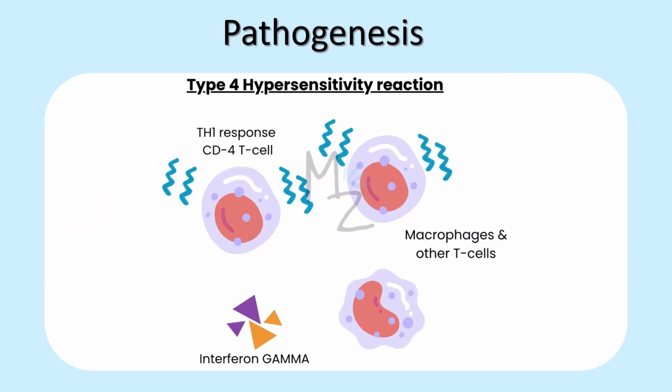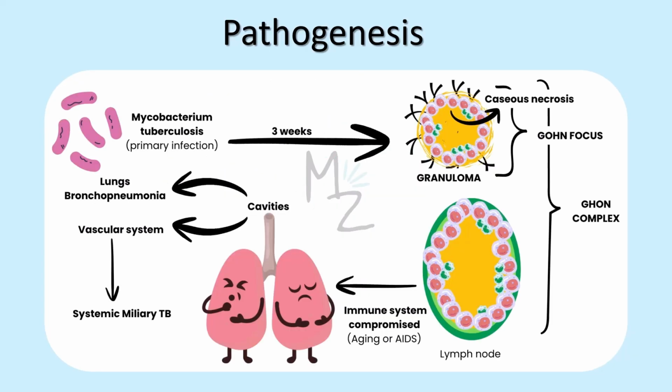After 3 weeks of infection, cell-mediated immunity kicks in. This is how the cellular immunity looks. The CD4 positive T cells are the Th1 helper T cells, along with the macrophages and other T cells, and the interferon gamma. This type of reaction is the type 4 hypersensitivity reaction. This is the Mycobacterium tuberculosis that has caused primary infection, and after 3 weeks of infection, the cell-mediated immunity has kicked in.